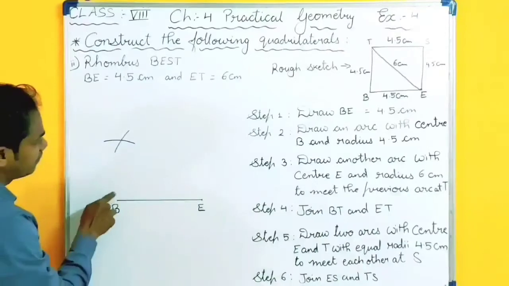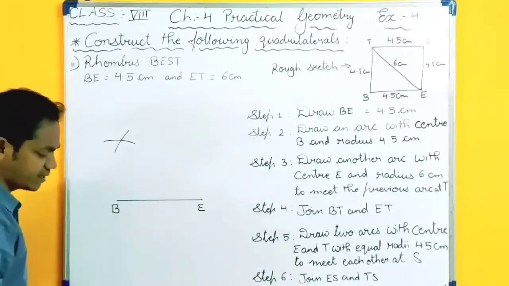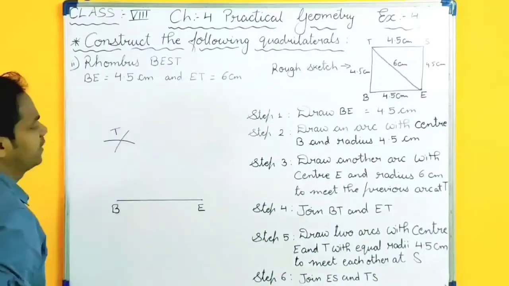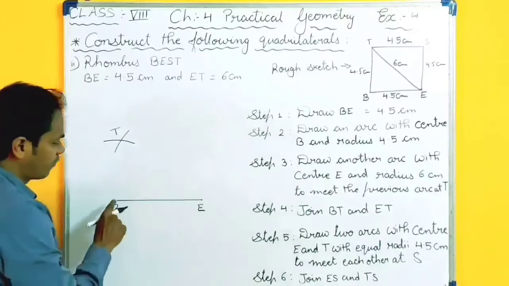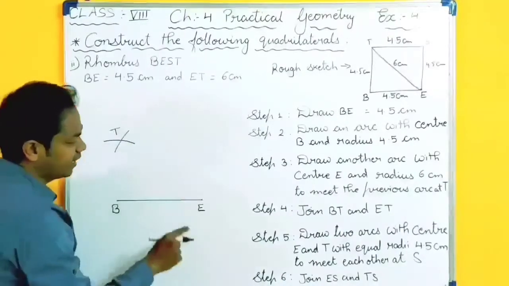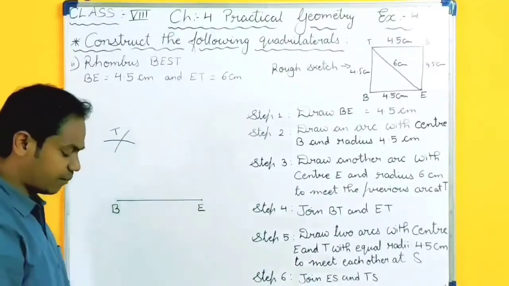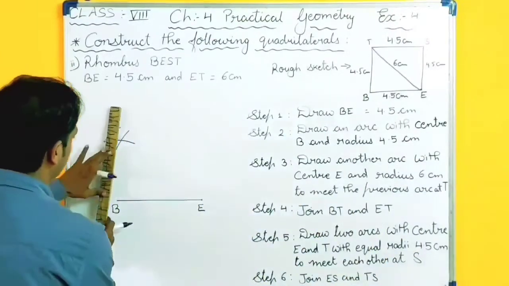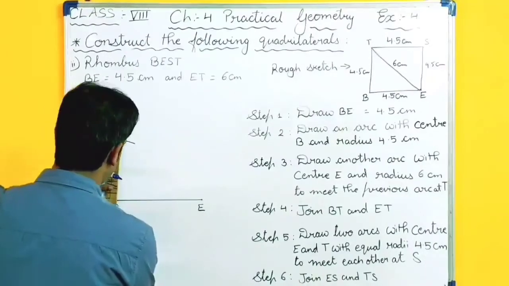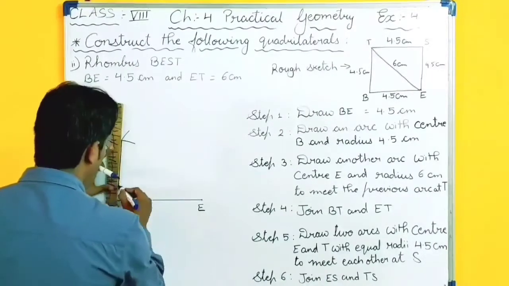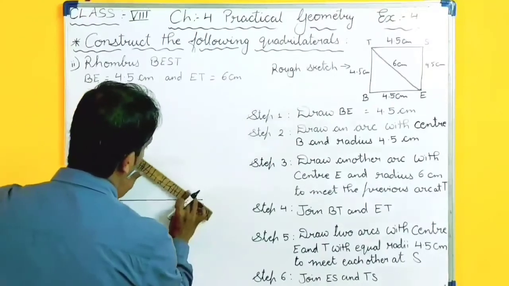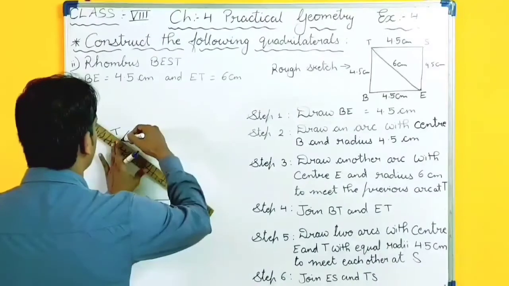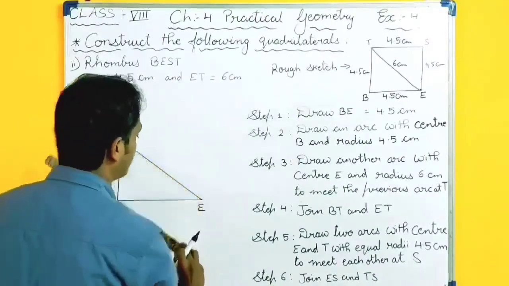Now join BT and this point is T. I am giving the name, this point is T and this is your E. So what we will do, we will join BT and TE with the help of ruler. I will join this. I have joined this BT and I will join this TE also. Okay, this I have joined.